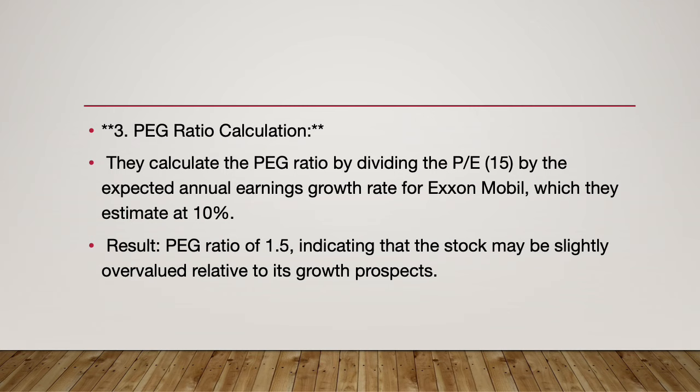PEG ratio calculation. They calculate the PEG ratio by dividing the PE of 15 by the expected annual earnings growth rate for ExxonMobil, which they estimate is 10%. The result, a PEG ratio of 1.5, indicates that the stock may be slightly overvalued relative to its growth prospects.